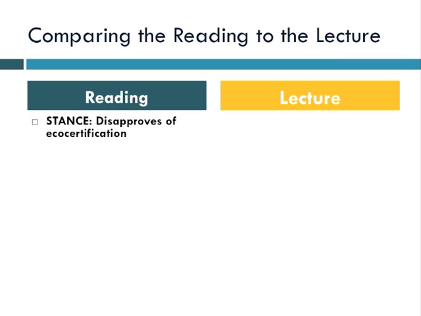Now that might be a sign already that you can predict what the professor is going to do. Generally, if the reading takes a particular stance, either in a positive direction or in a negative direction, you can probably guess that the professor is going to disagree with that stance. Well, anyway, let's go ahead and look at the points that the reading was trying to make.